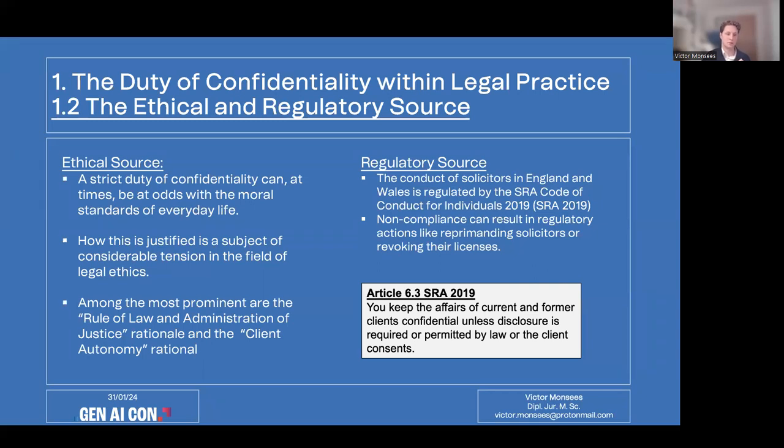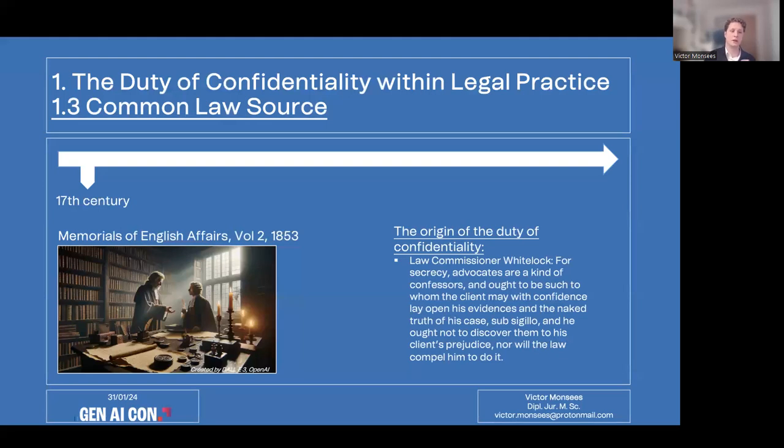So then let us come to the common law source, where I will briefly introduce a few case law examples I think are most consequential for the theory of the duty of confidentiality within legal practice. So, one of the first mentions of the duty of confidentiality actually dates back to Law Commissioner Whitelocke in the 17th century, who considered advocates a kind of confessors to whom the client should be free to lay down all the true facts of the case without interference.